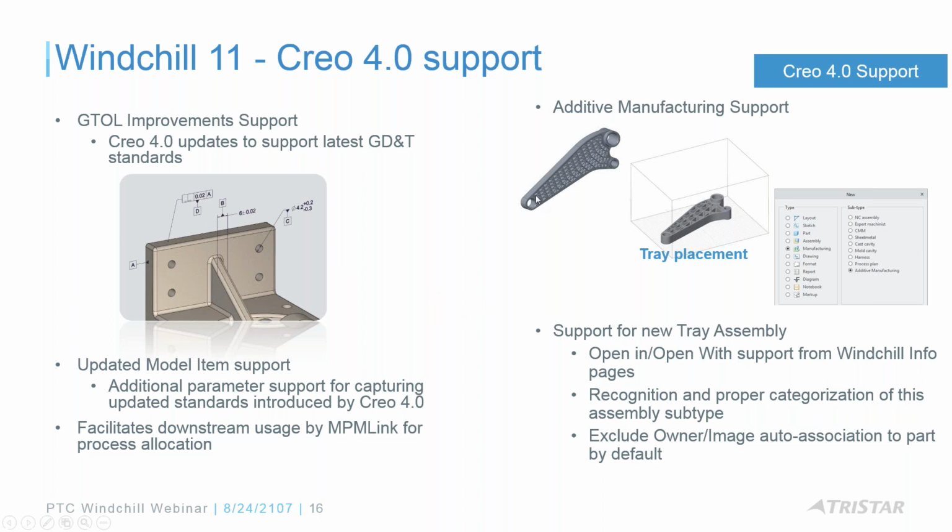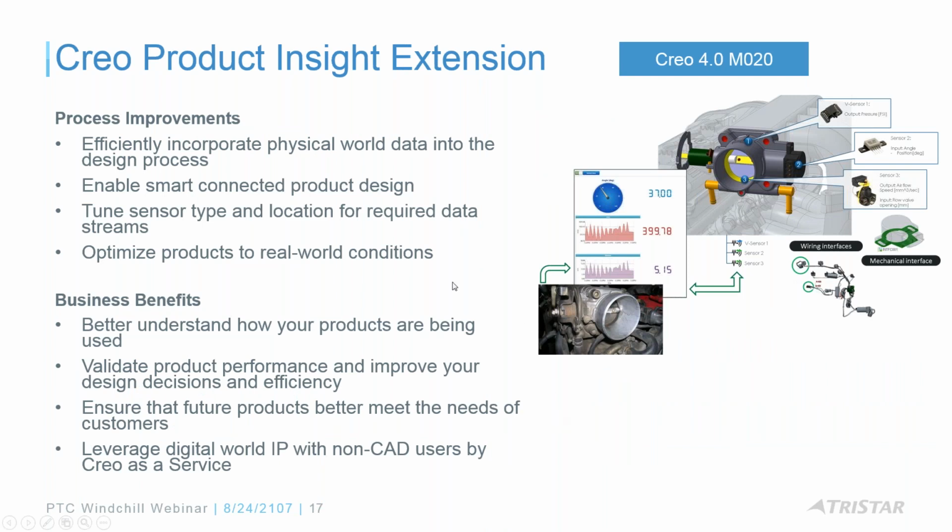There's also other support for additive manufacturing that has been added in Creo 4. There's new support for a new tray assembly, which is a manufacturing assembly inside of Windchill. There's also support for the new module in Creo called the Product Insight Extension. So now I can support this module as well as publish some of the callouts and some of that information into Windchill and visualize that in Creo View.